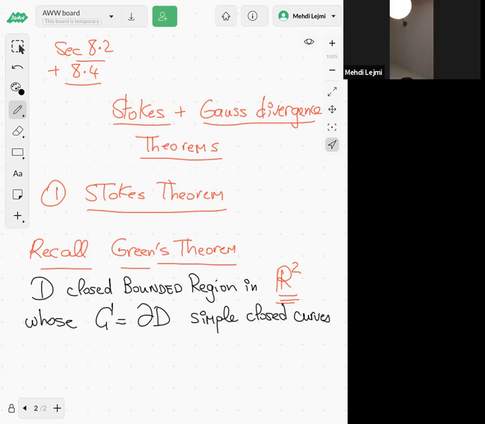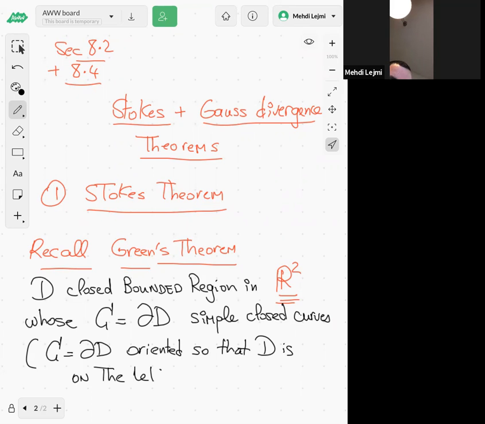And we had to fix an orientation of this boundary. Remember, this boundary curve C is oriented so that the region D is on the left, right, as one traverses the boundary.